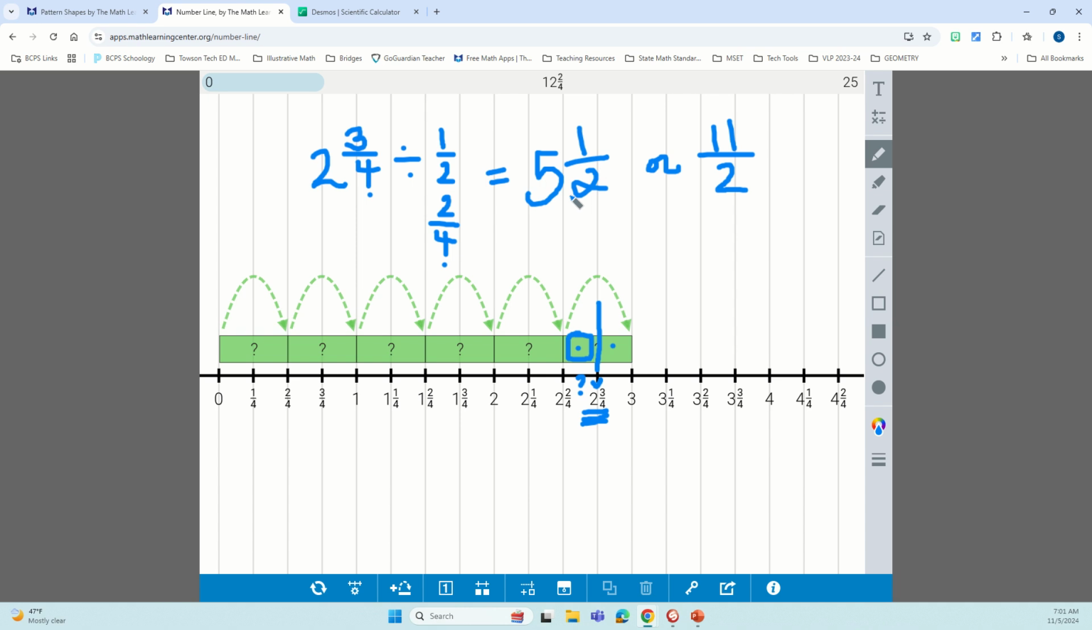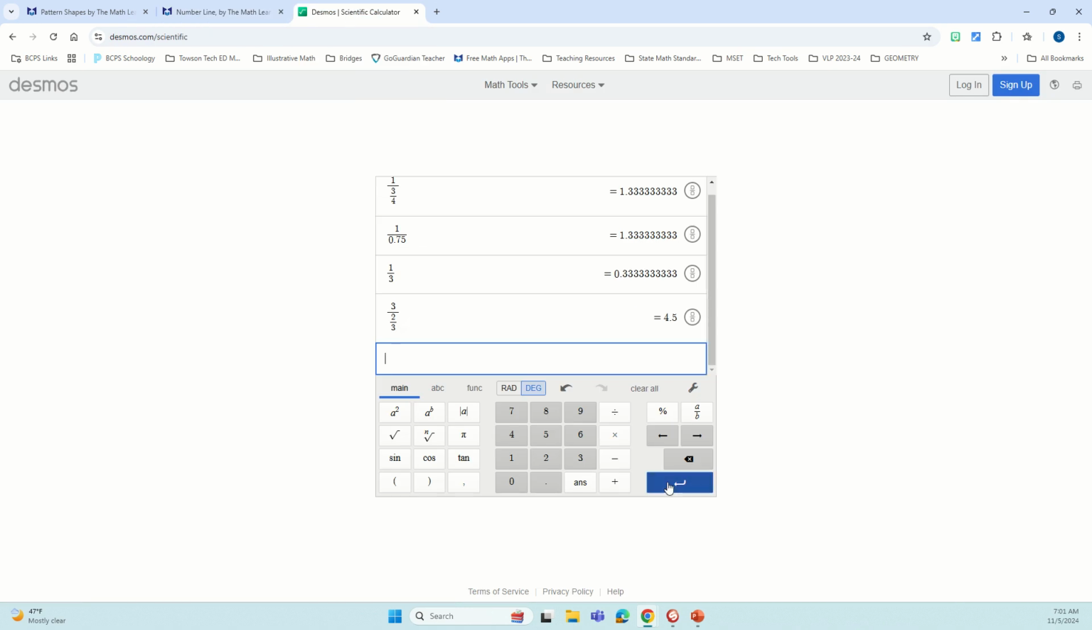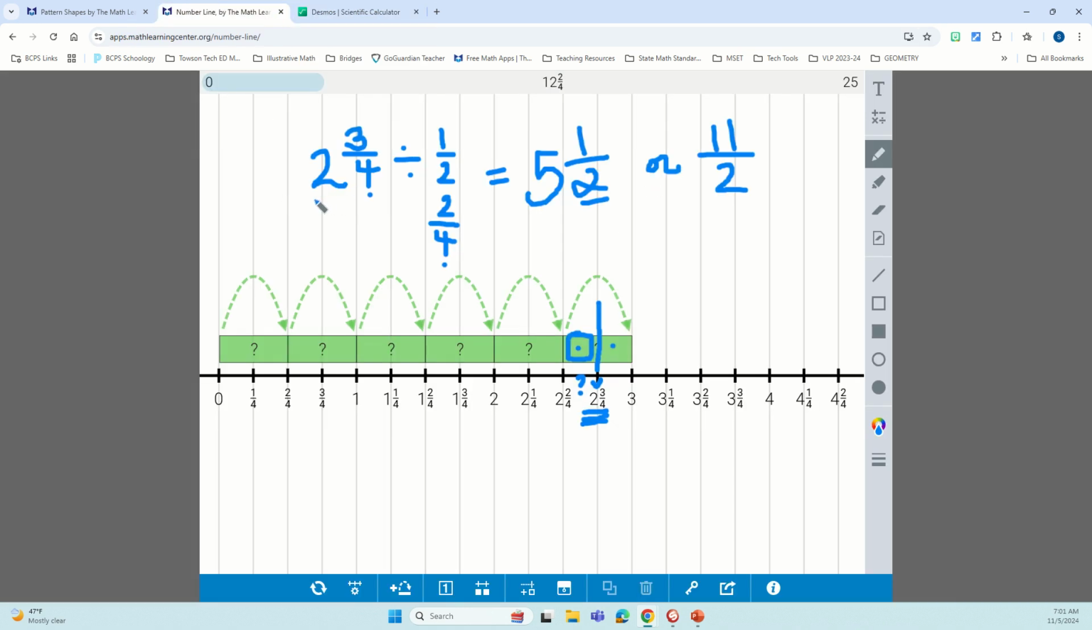Okay, now I know my denominator has changed, but that's okay because we could say 5 2/4. Same thing. 5 2/4 is the same thing as 5 1/2. Okay, so let's check it with a calculator. So I'm going to come over here. Now this one's tricky with the calculator because you see this is a mixed number and Desmos doesn't understand mixed numbers. So one of the things they might have to do if they want to use the calculator and 2 3/4 is make it a fraction greater than 1.